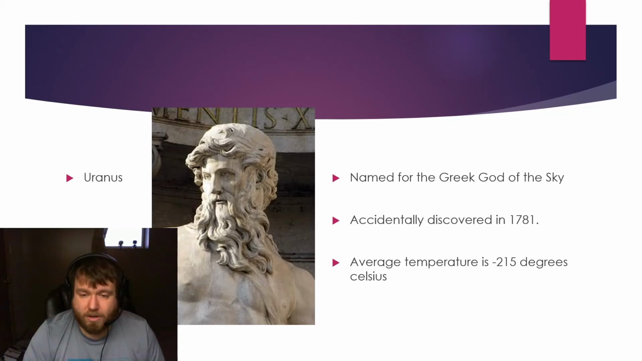Alright, next up is Uranus. This is named for the Greek god of the sky. It was accidentally discovered in 1781, and the average temperature is negative 215 degrees Celsius. That's pretty cold. Just for reference, I know you may not be familiar with Celsius, water freezes at 0 degrees Celsius. So the average temperature on Uranus is negative 215 degrees below freezing. Pretty cold.